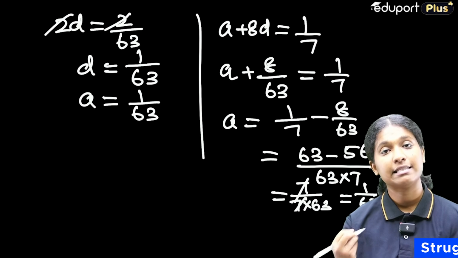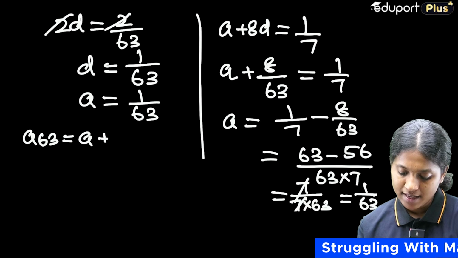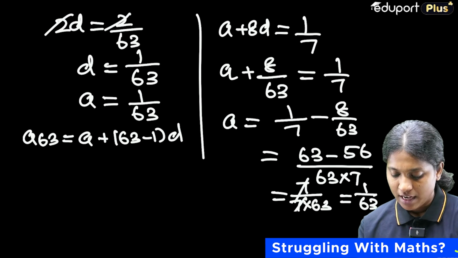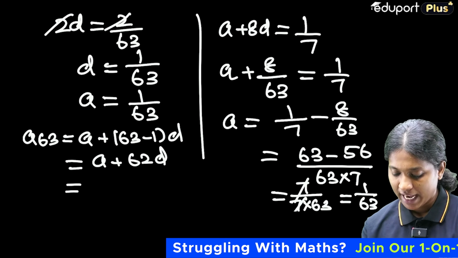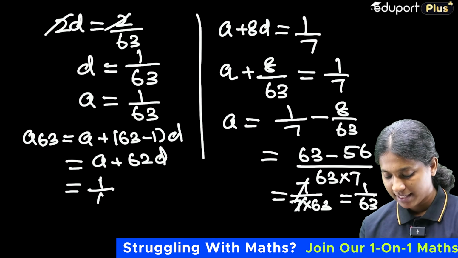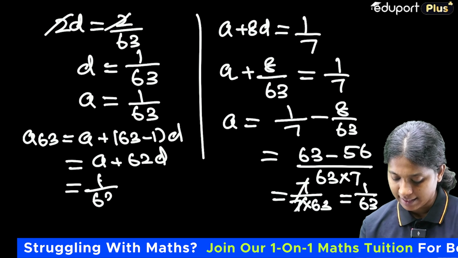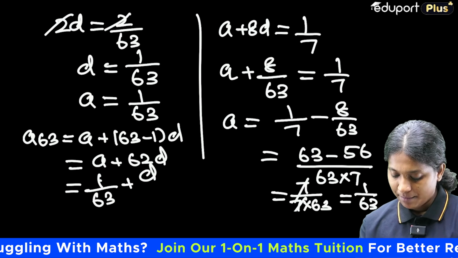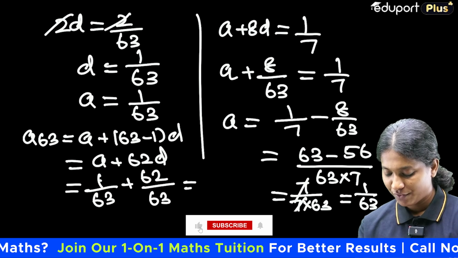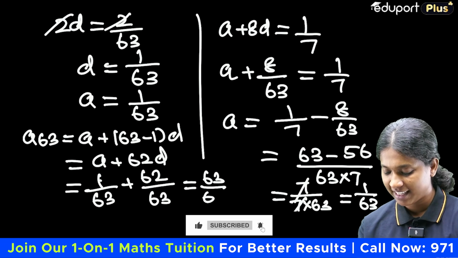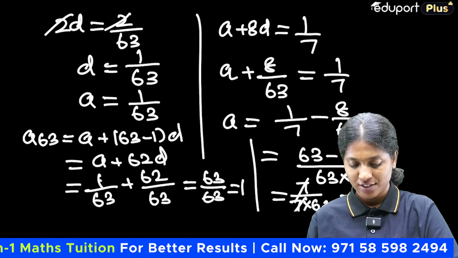Now, we have to find the 63rd term, that was the question. So, a63 is equal to a plus 63 minus 1 into d, right. So, a plus 62d. Now, we can substitute a and d here. So, 1 by 63 plus 62 into 1 by 63, so 62 by 63. So, what will you get? 62 plus 1, 63 by 63, which is equal to 1. Alright then, now we can do the next question.